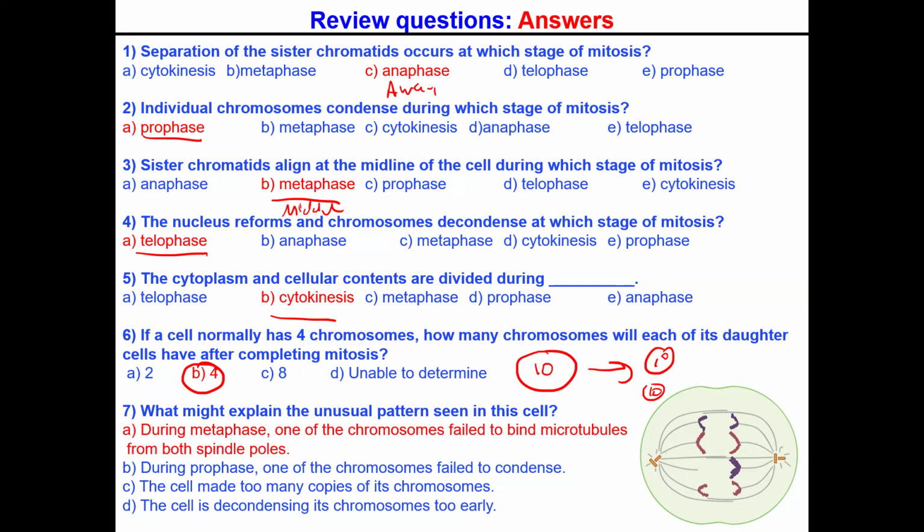What might explain the unusual pattern seen in this cell? Looking at this over here, during metaphase, one of the chromosomes failed to bind microtubules from both spindle poles. Looking at this over here, you can see that this right here is anaphase, because remember, they're pulling away from each other. And you can see right in the middle, this one separated out great. This one did as well. This one did too. But you can see here, there was a failure in that.